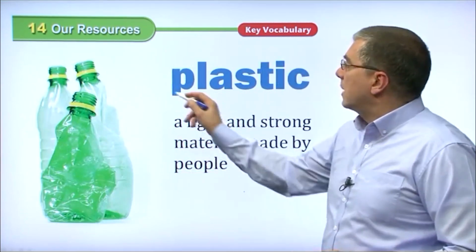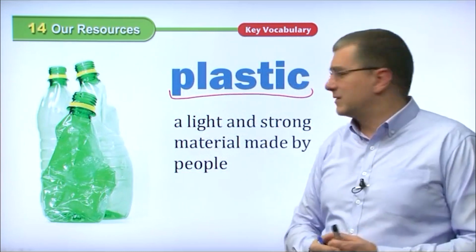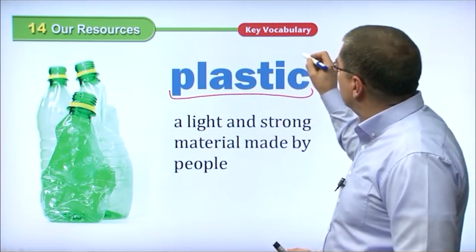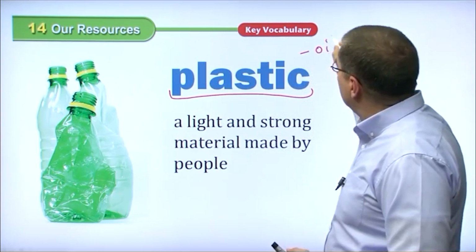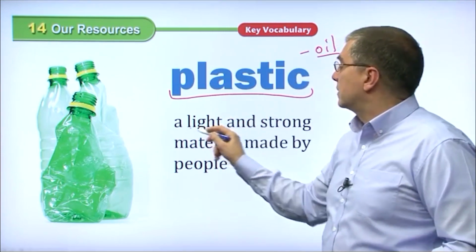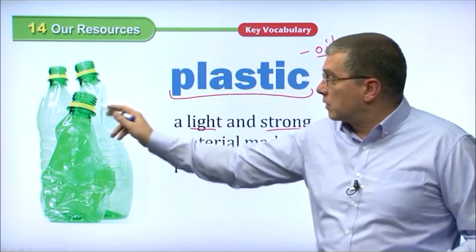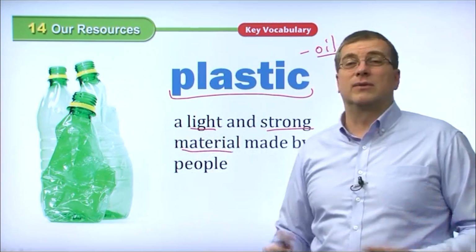Okay. Also, we have plastic. What does plastic come from? How do we make plastic? Well, plastic is made from oil. We use oil to make plastic. Plastic, of course, is a light and strong material made by people. And of course, plastic is very, very useful.